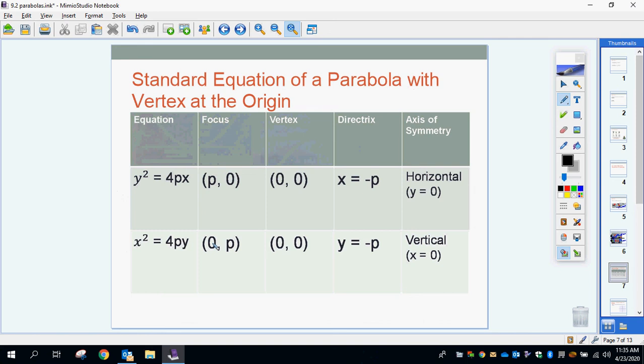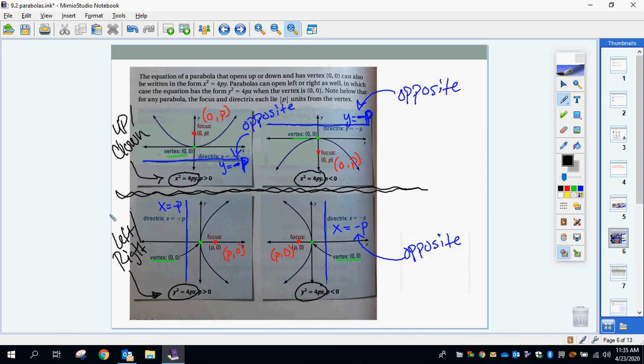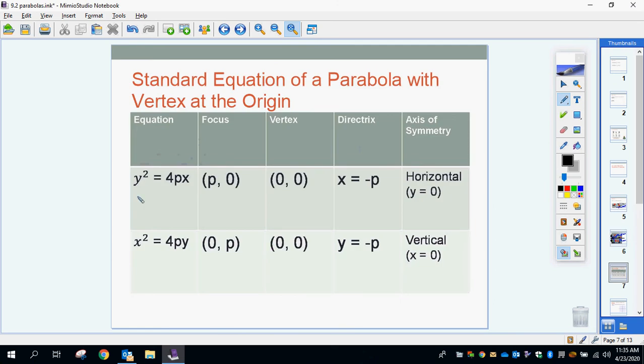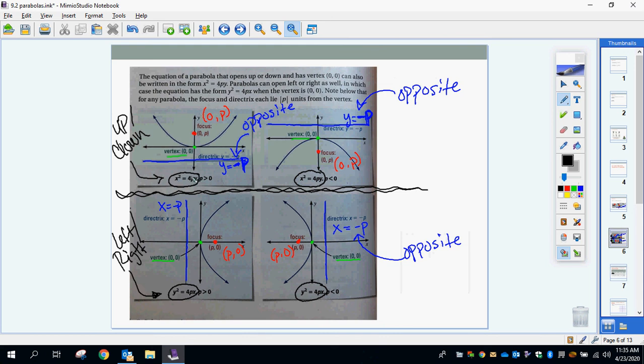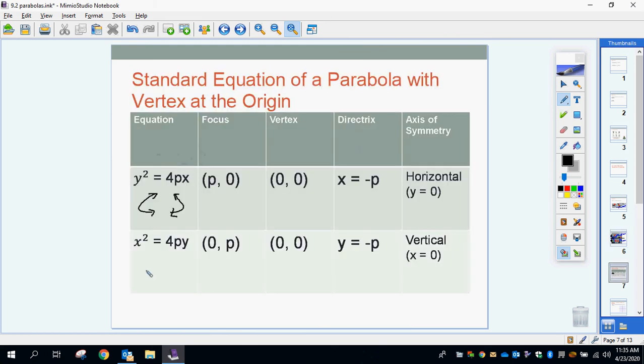Okay, here is this chart simplified. If we have an equation that in standard form is y squared equals 4 times p times x, that's going to be opening left or right, so a sideways parabola. It can go this way or this way. But if we have an equation that says x squared equals 4 times p times y, so the y and the x are switched, then we're either going up or down. So it can be a parabola this way or this way.